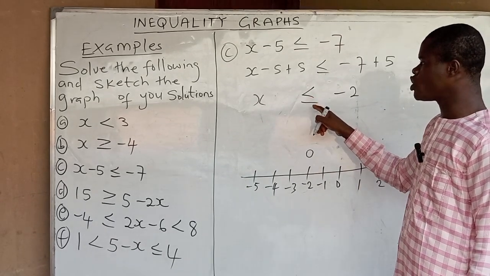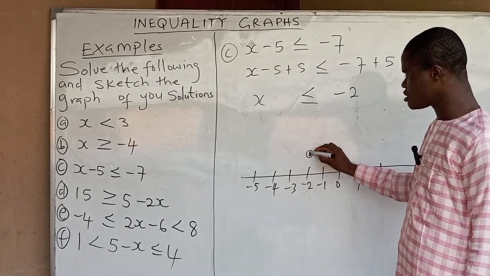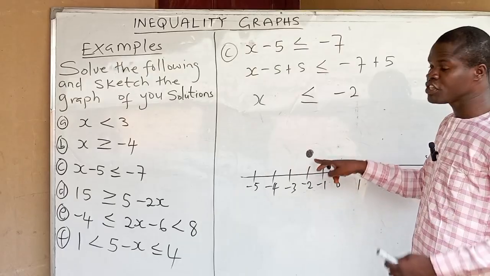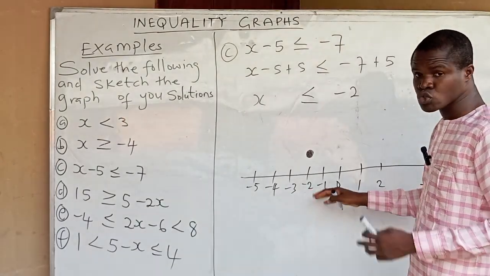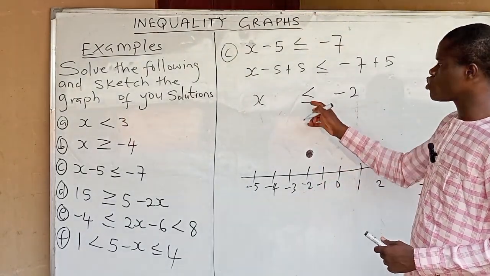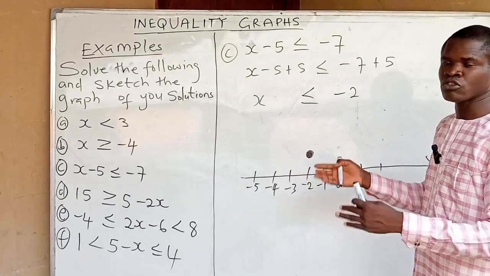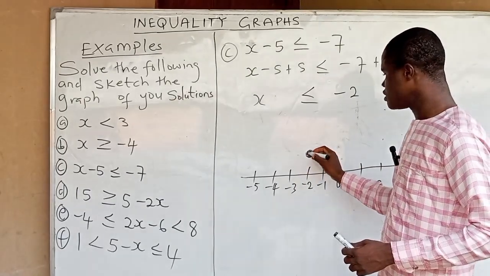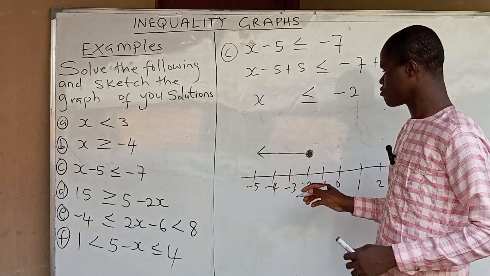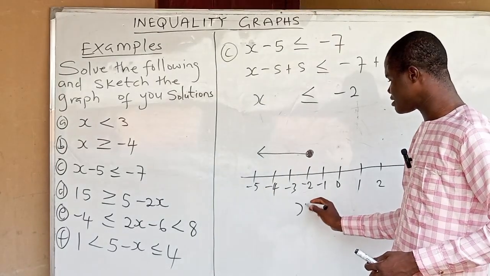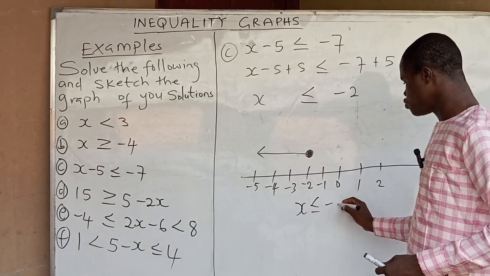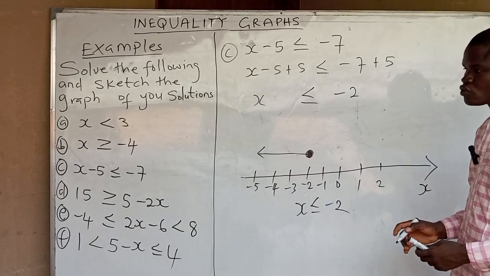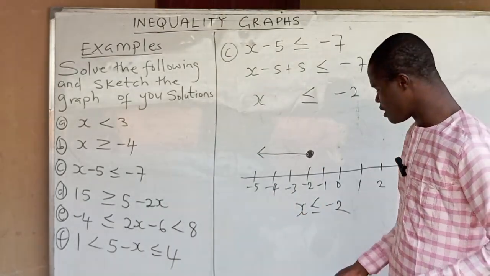Because this is less than or equal to, I'm going to shade it. The meaning of this shading simply means that minus 2 is inclusive. Okay, so now numbers less than minus 2 are numbers in this direction. This is an inequality graph of x is less than or equal to minus 2. So let's look at the next example.